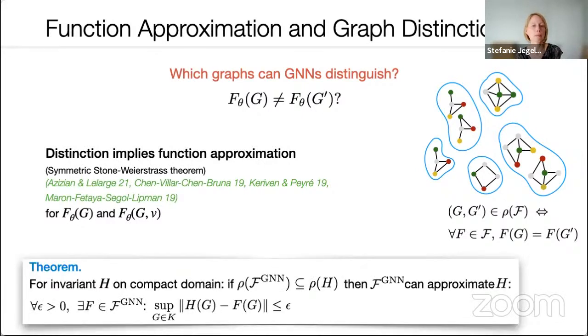So that also implies that any invariant function on the graphs, permutation invariant function I mean here, that respects these equivalence classes, meaning it doesn't assign different values to graphs within an equivalence class, I can uniformly approximate that. So this relationship between distinction and approximation follows from a symmetric version of the Stone-Weierstrass theorem. But basically what this also means is that now what we have to think about is, what kinds of graphs can these graph neural networks actually distinguish? What is the discriminative power?